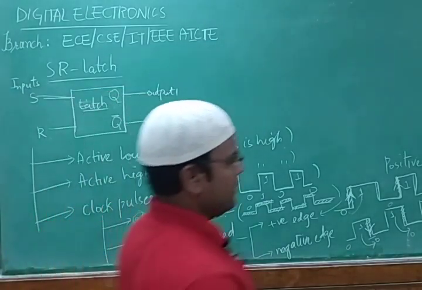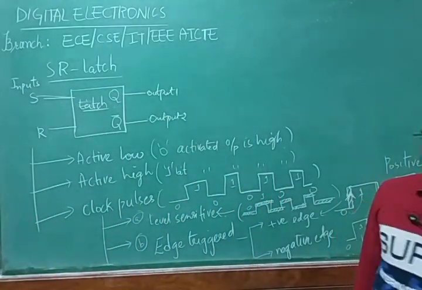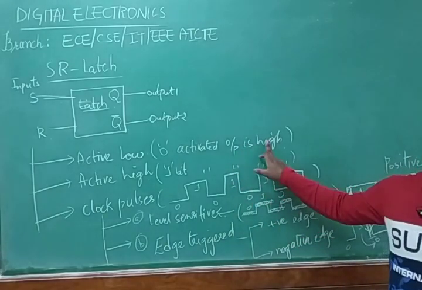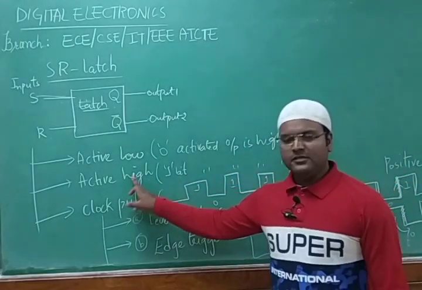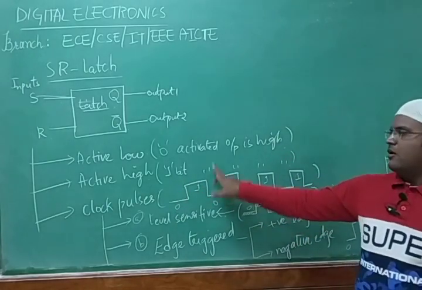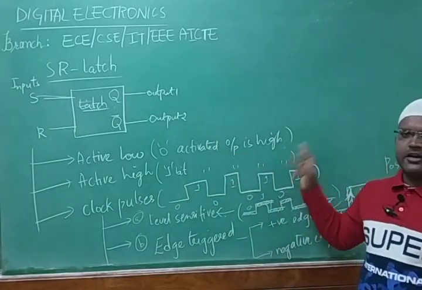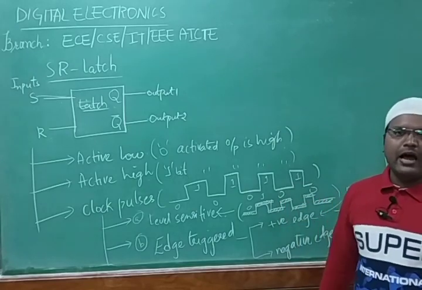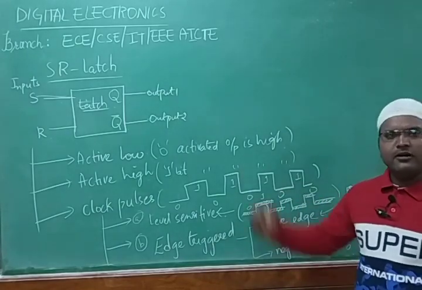When 0 is given, the latch is going to be activated, or it is going to produce the output as high. When active high, that means if you give 1, for that 1 your latch or flip-flop is going to get the output high, or it is going to activate the flip-flop or latch.